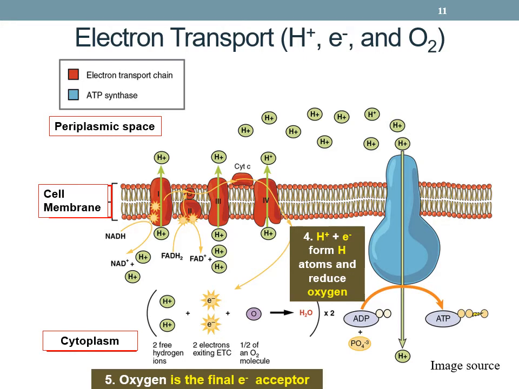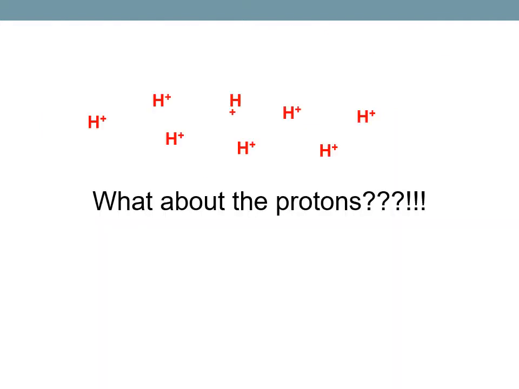It gives the electrons somewhere to go at the end of the electron transport chain because they can't remain in the membrane. If oxygen were not there, this entire process would stop because the electrons would be stuck in the membrane in those proteins and would have nowhere to go. So what about the protons? What happens to the protons?